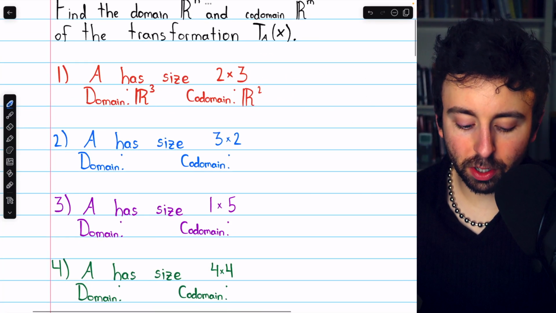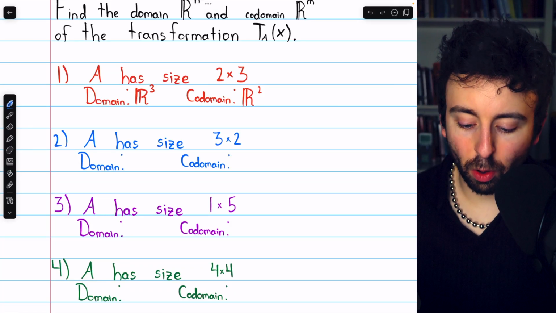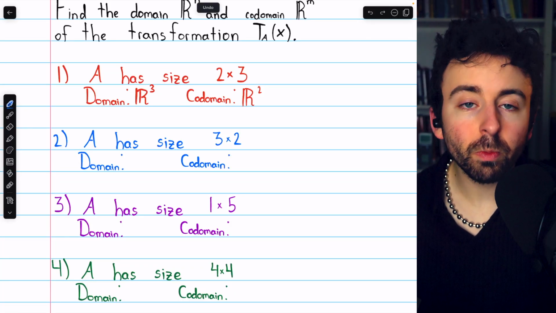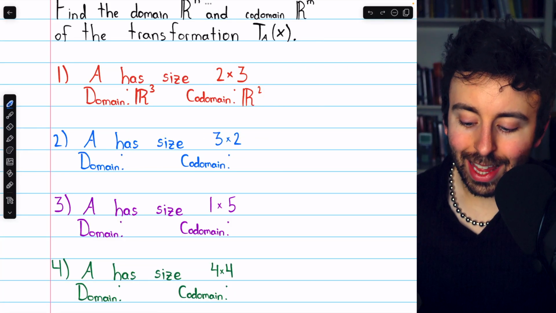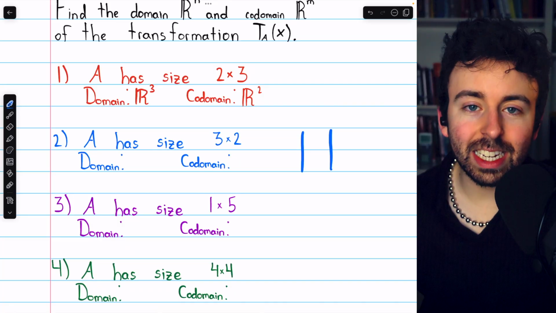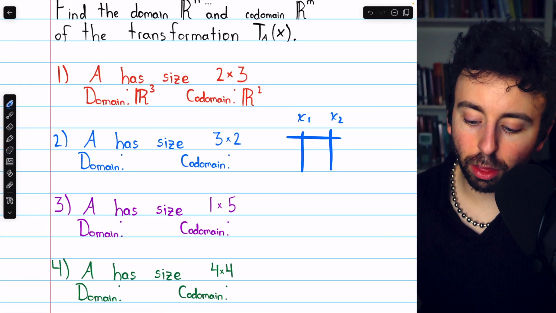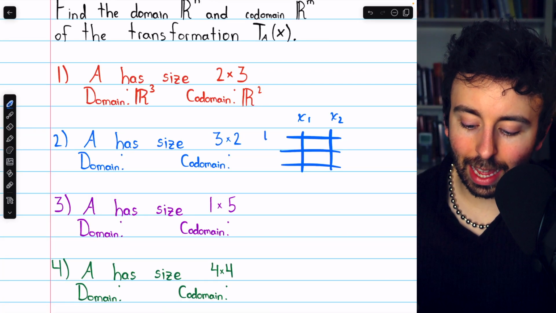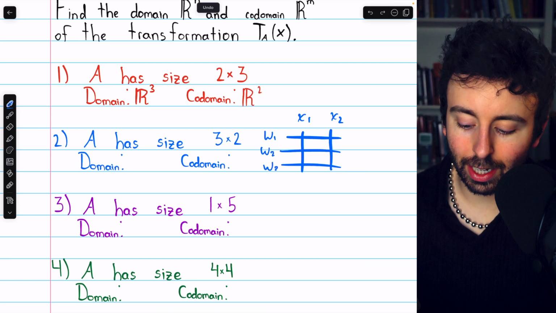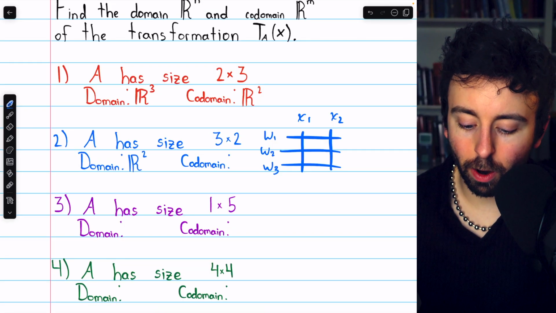All right, let's try number 2. A has size 3 by 2. Obviously, this is just going to be the reverse of number 1, but just to explain it again, for the standard matrix to have a size of 3 by 2, that means there's going to be a column for each of the input variables, maybe x1 and x2, and then each of the 3 rows will tell us how to combine those input variables to get our 3 outputs, w1, w2, and w3. So certainly, the domain is R squared, and the codomain is R cubed.